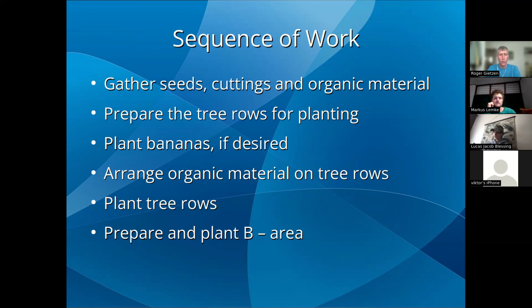Then we're also looking to see what trees and seeds are available. We pay for seeds and have people collect them. We're collecting seeds and cuttings. It's kind of gathering the planting material.